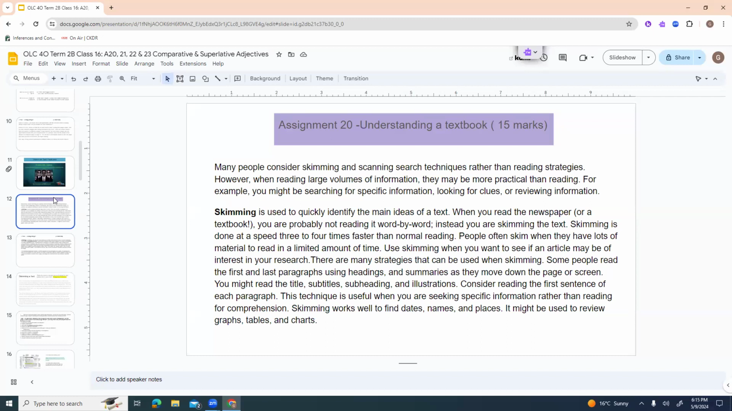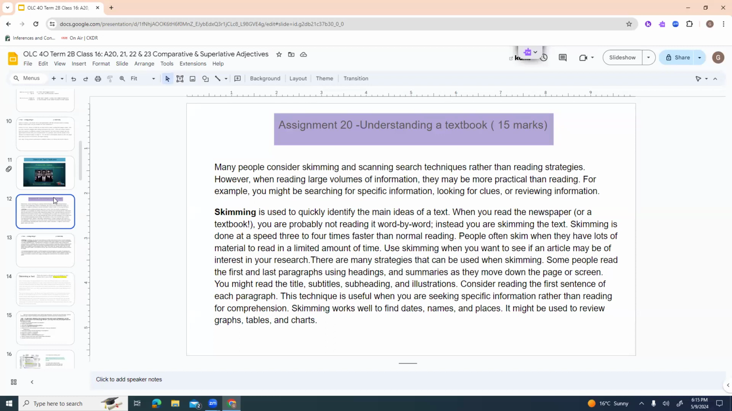People often skim when they have a lot of information to read in a small amount of time. Use skimming if you want to see if an article might be of interest to your research, or if you've got a whole chapter and you're trying to find the answer to one question, you don't want to read all 20 pages. You just want to look for the key part on your question.